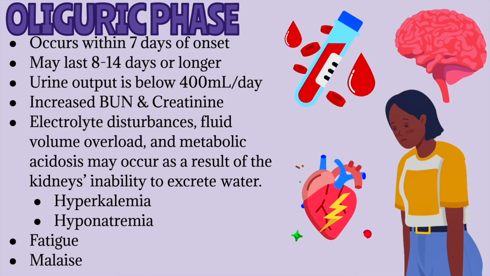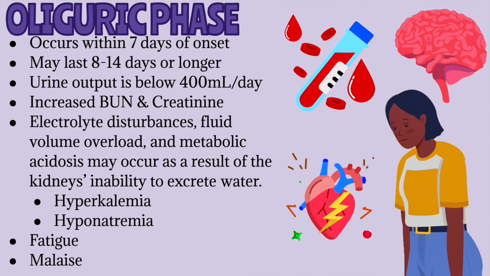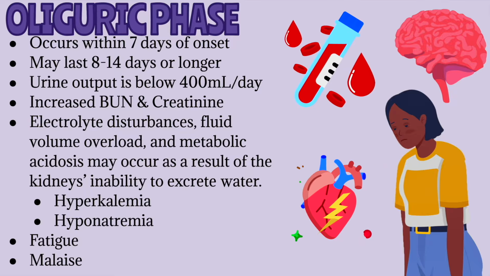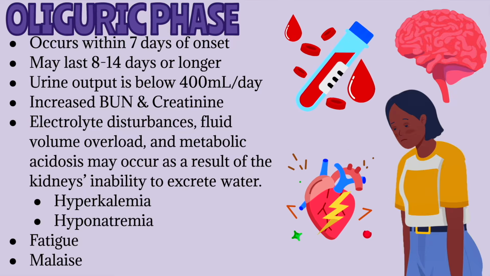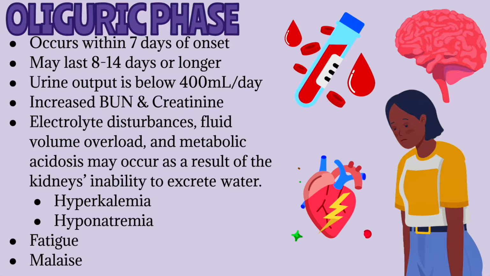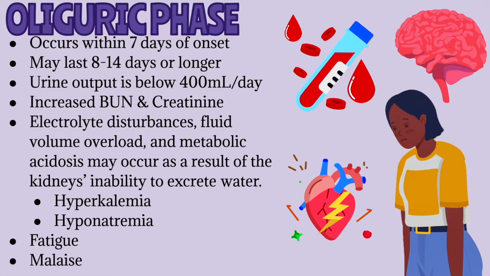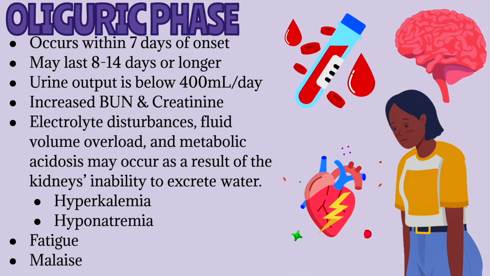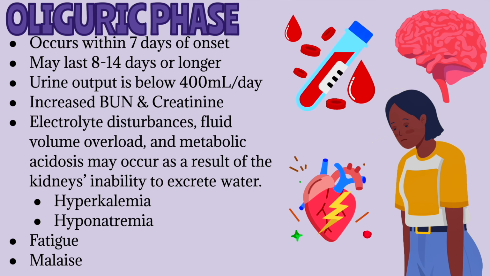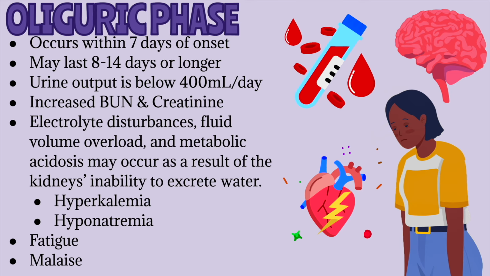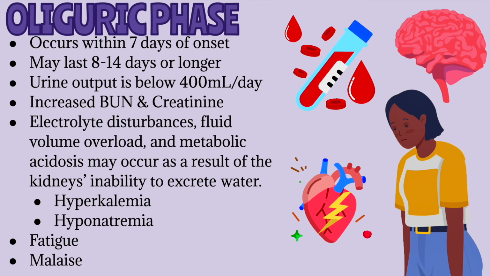Now let's talk about the Oliguric phase of acute kidney injury, which typically occurs within 7 days of the onset phase. This phase can last anywhere from 8 days to 2 weeks, or even longer in some cases. During this time, there is a dramatic decrease in urine output. Urine output drops below 400 milliliters per day. In a 24-hour span, this is probably less than about 16 milliliters of urine per hour.